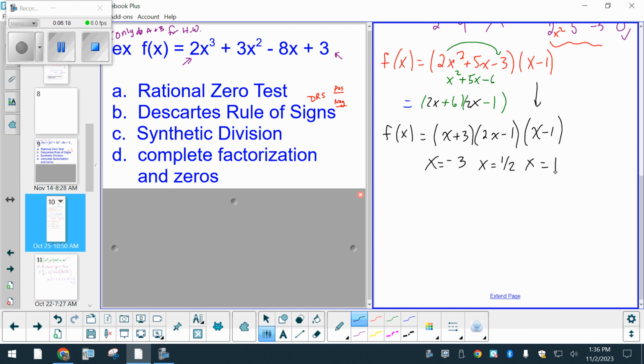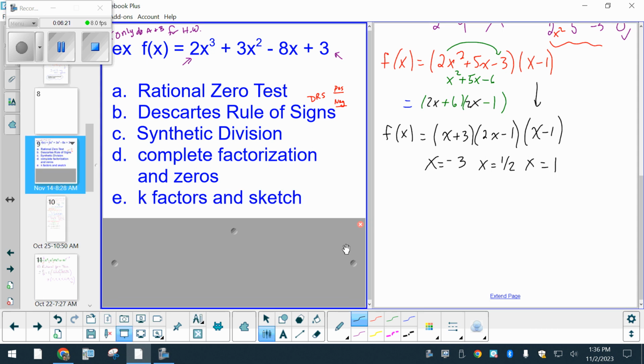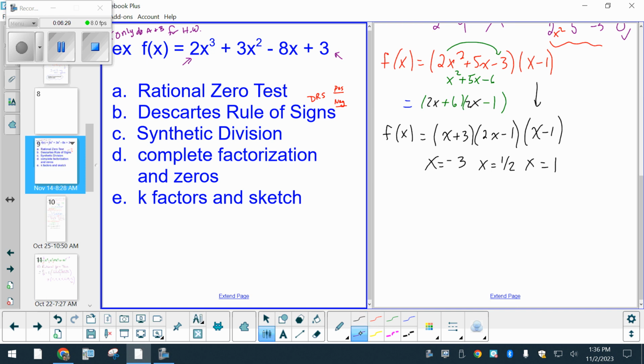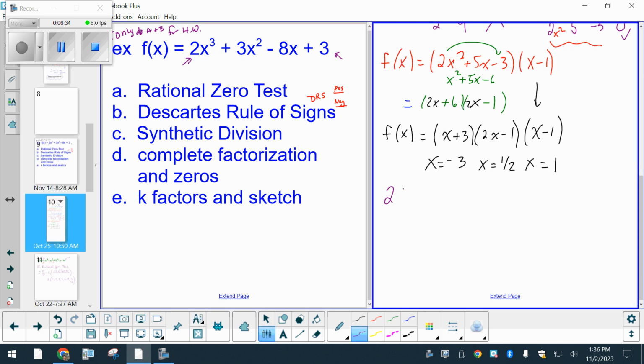Okay, now what we want to do is use the concept of k-factors, and we want to be able to draw and sketch this graph. So the k-factors are if there's any repeating roots, but we don't have any double roots here. So you're going to look at our leading coefficient test, right? So this guy, n is 3, so that's going to be odd, and 2 is positive. So we know our hands should look like this. So we're going to draw a quick little sketch.